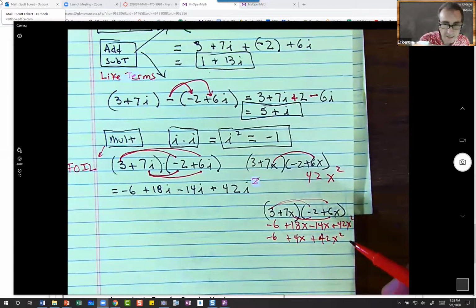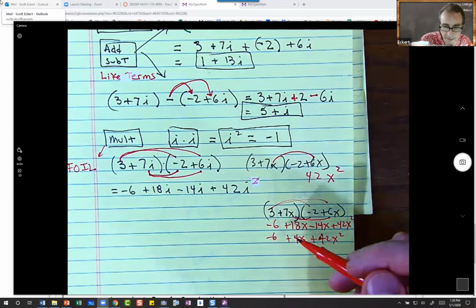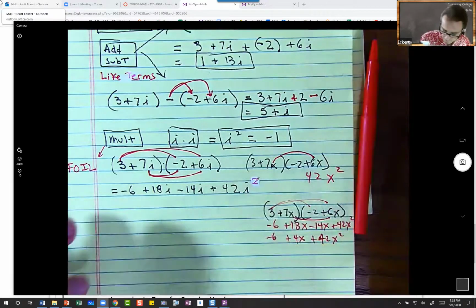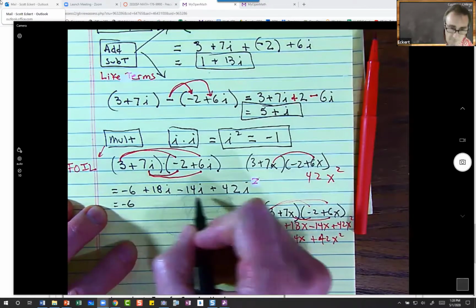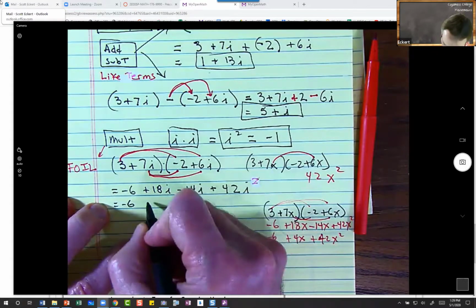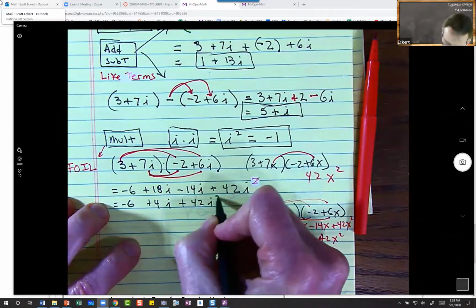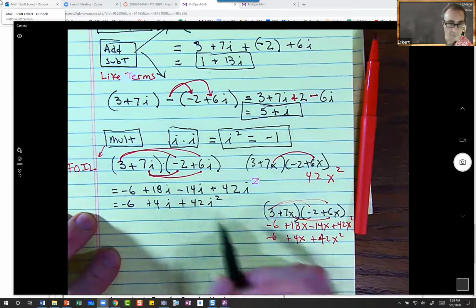And x is a variable. x is an unknown number. Since we don't know what the number is, we can't plug in the number and do the math. Now that's slightly different than this. In a moment, some of you will see that you can skip steps here, but I'm not going to. 18i minus 14i is plus 4i plus 42i squared. Now, as far as the FOILing goes, it's exactly the same as FOILing.